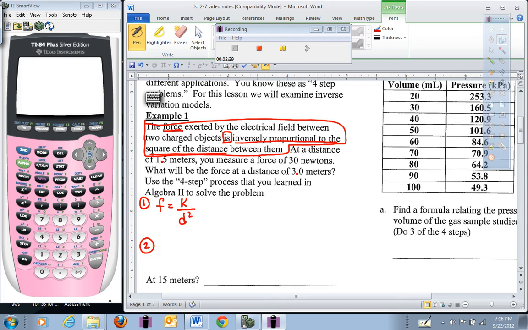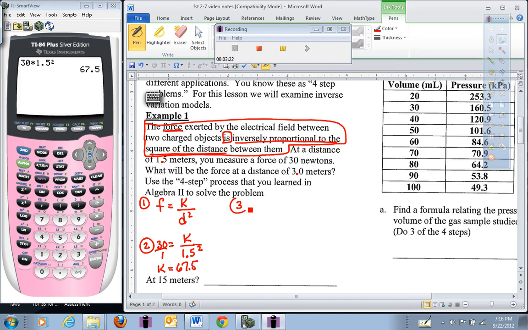The second step is we're going to substitute in the relationship that we know. We know that at a distance of 1.5 meters, so that would be 1.5, we have to square that in the denominator, the force would be 30 newtons. So we put 30 in for the force and 1.5 in for the distance. Okay? We want to solve that, so if we think of this as a proportion, we could cross multiply it, and we could get the value of k. So that would be 30 times 1.5 squared. So k is going to equal 67.5.